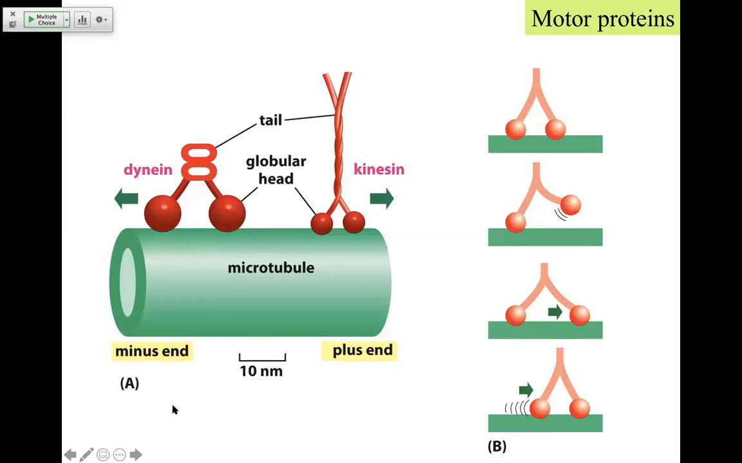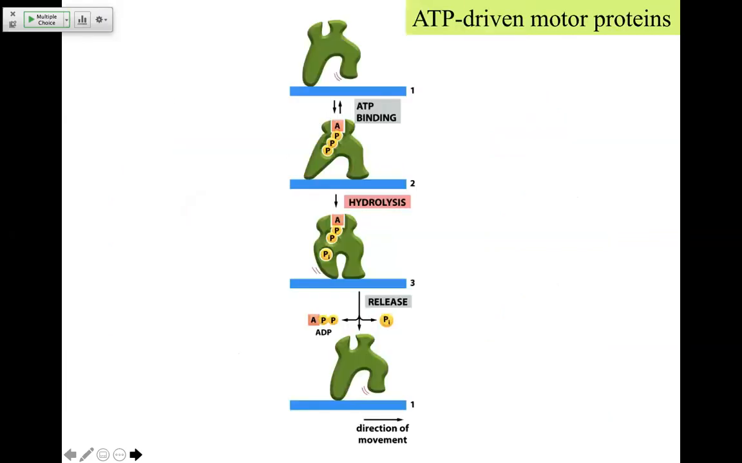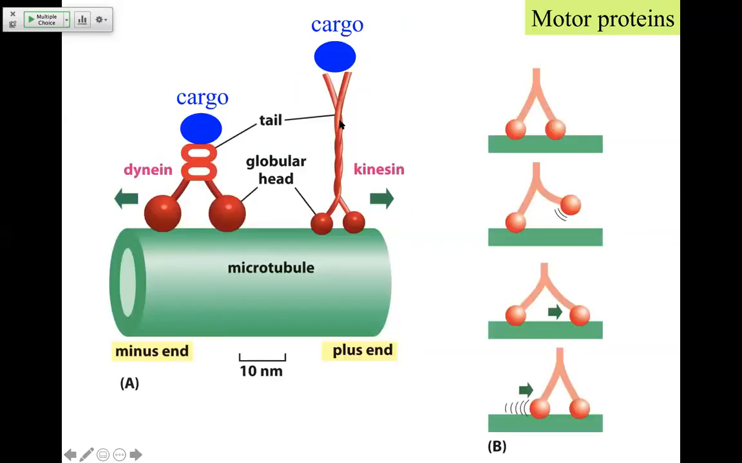The other end that we call the tail end is the part that will interact with the cargo, whatever is being carried around, whatever is being moved in the cell. That cargo, again, could be a vesicle full of neurotransmitter or other types of products that will be secreted. The cargo could be an organelle or a part of an organelle.